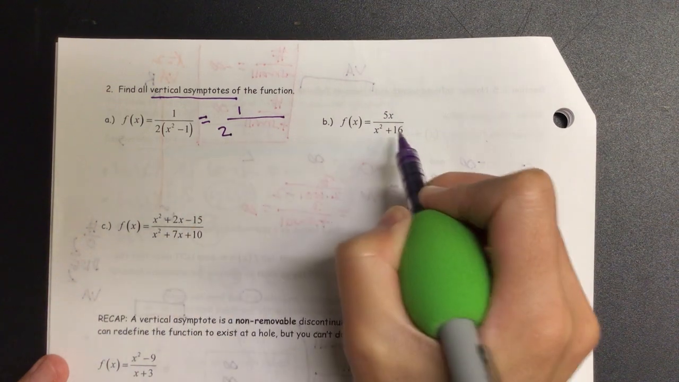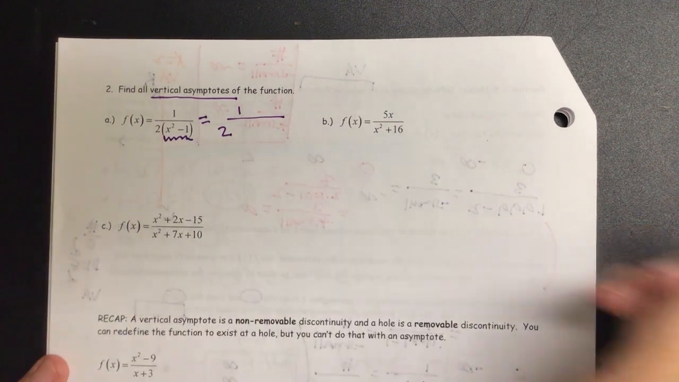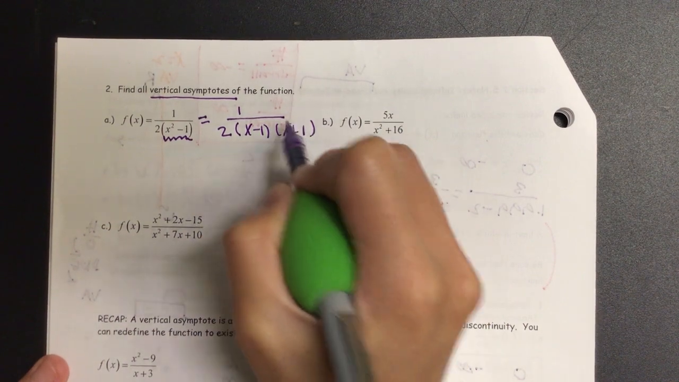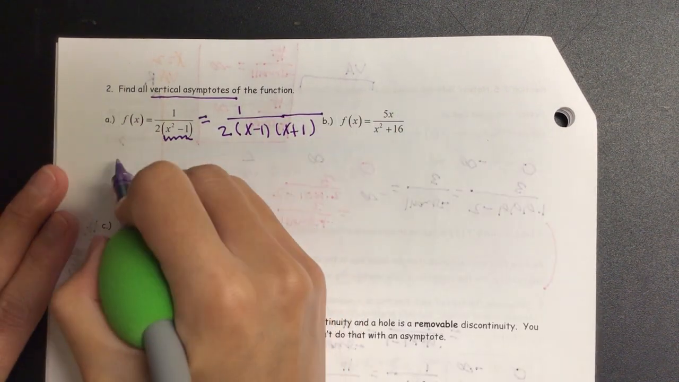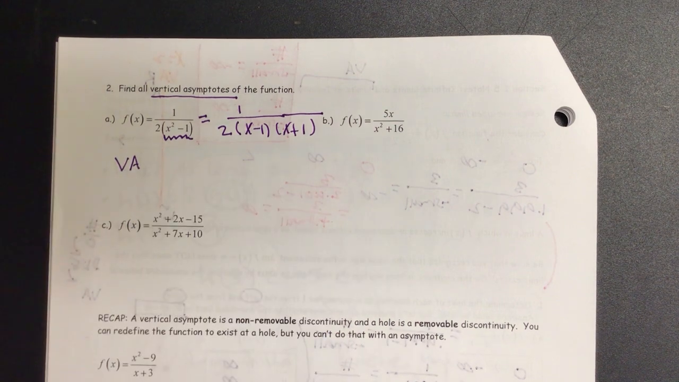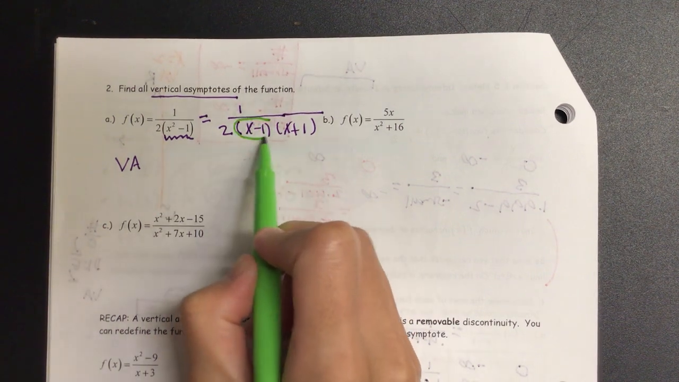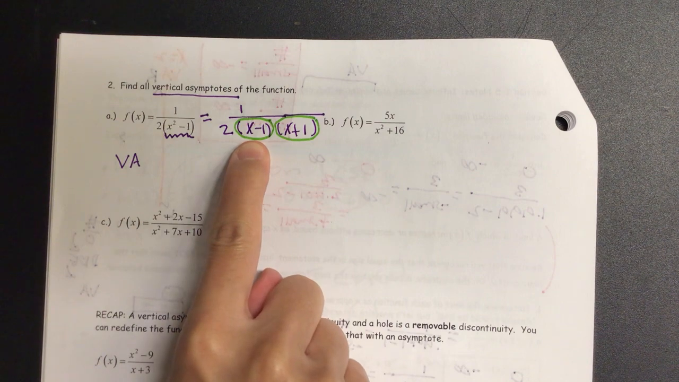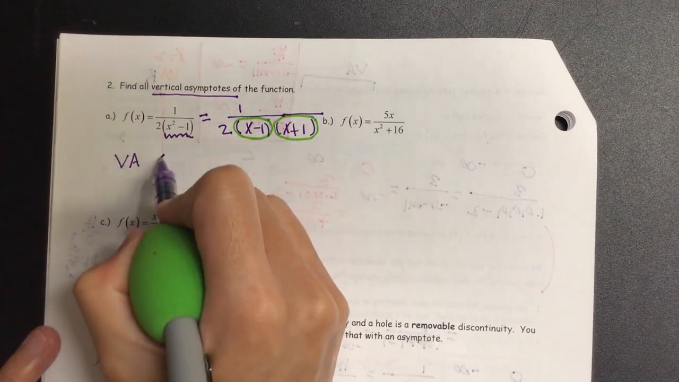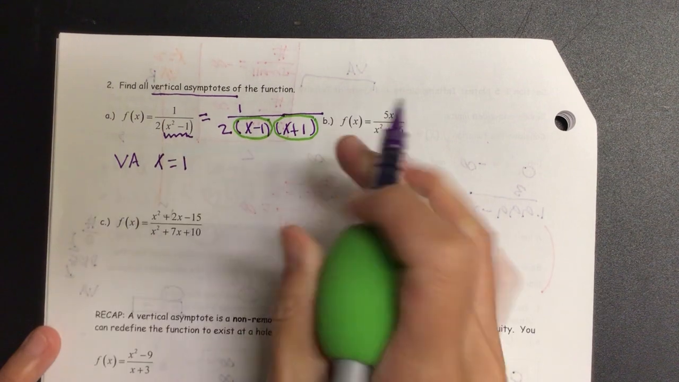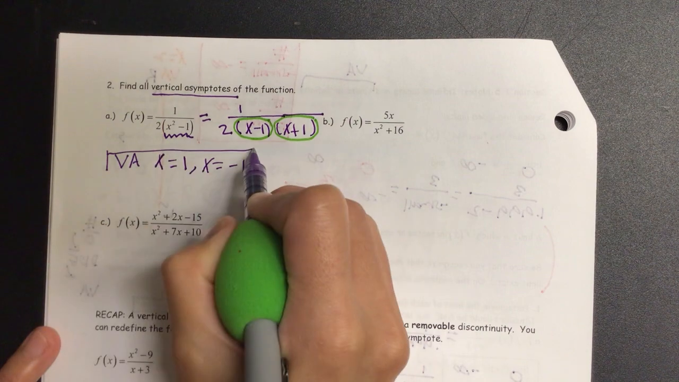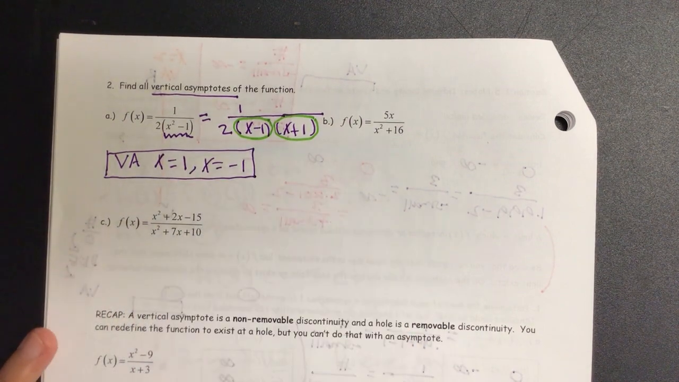Notice the 2 is already out there, but do we notice this right here is a difference of two squares? So we have x minus 1 and x plus 1. Your vertical asymptotes will always come from the denominator. My denominator has 2 factors already done for us. Of course, you would have to solve for it. If I set x minus 1 equal to 0, x equals 1. The second one is negative 1. Make sure you write it as an equation. An asymptote is a line.